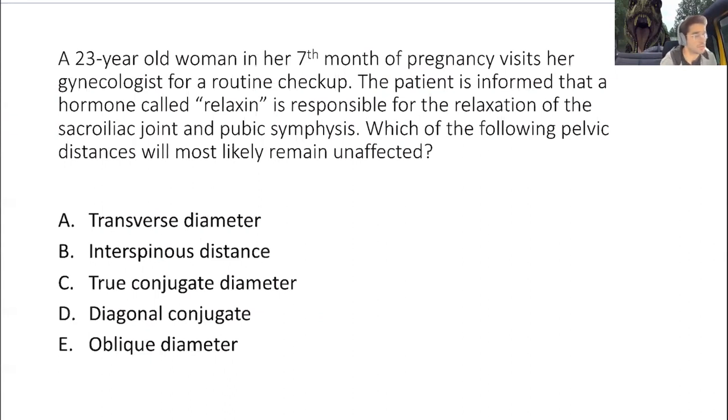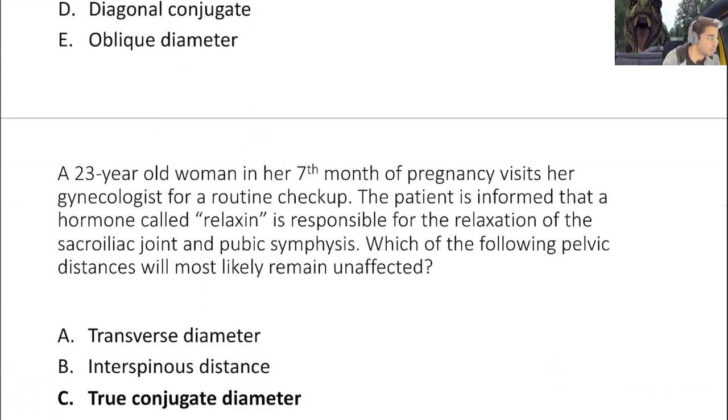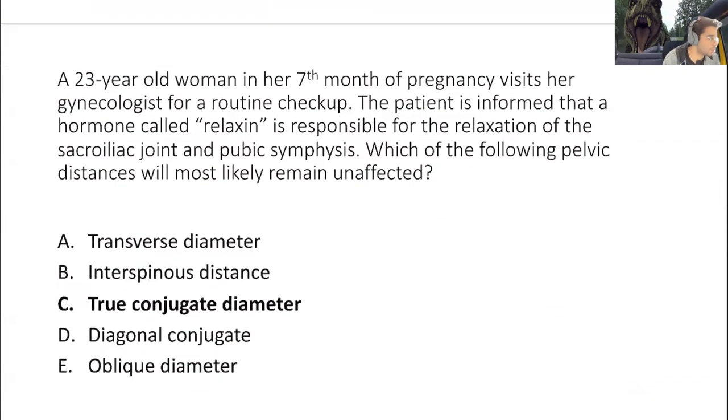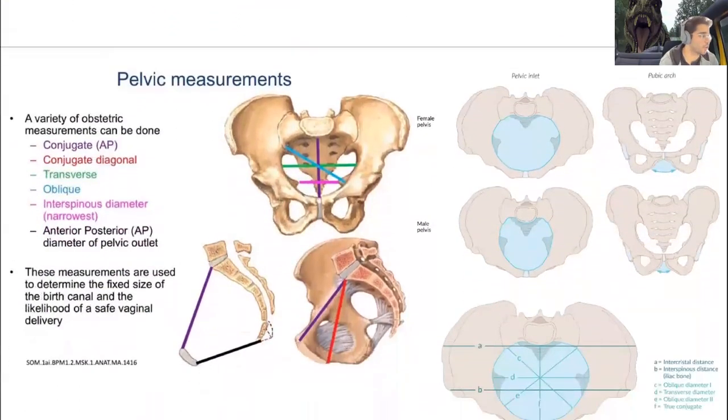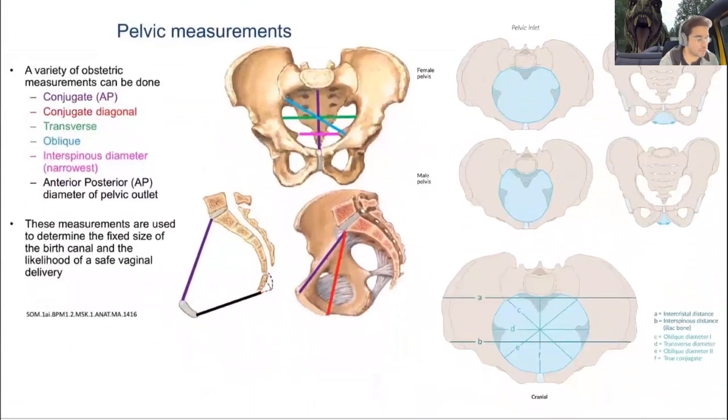it basically softens a lot of the conjugation and the composition of the pelvic diameters, right? Once that softening happens, the baby's head can actually pass through the mother's pelvic canal, right? That's very critical. It's the true conjugate that will likely be unaffected in this case, because the true conjugate is very much different. And I'm sure I'll show you guys the picture of it.